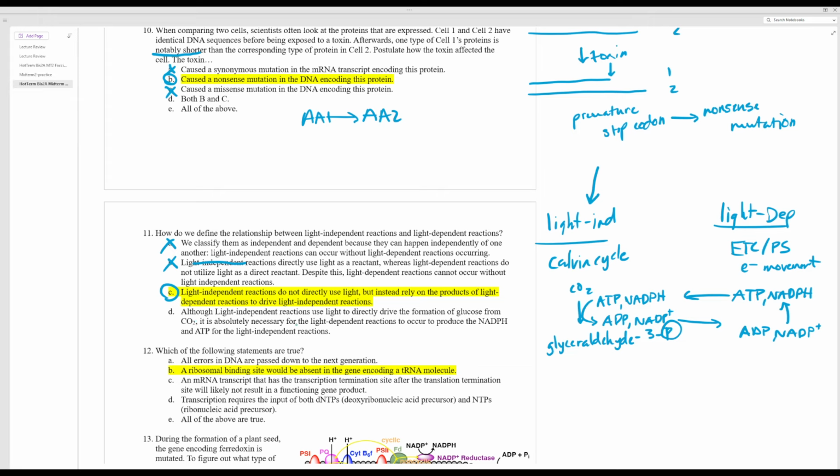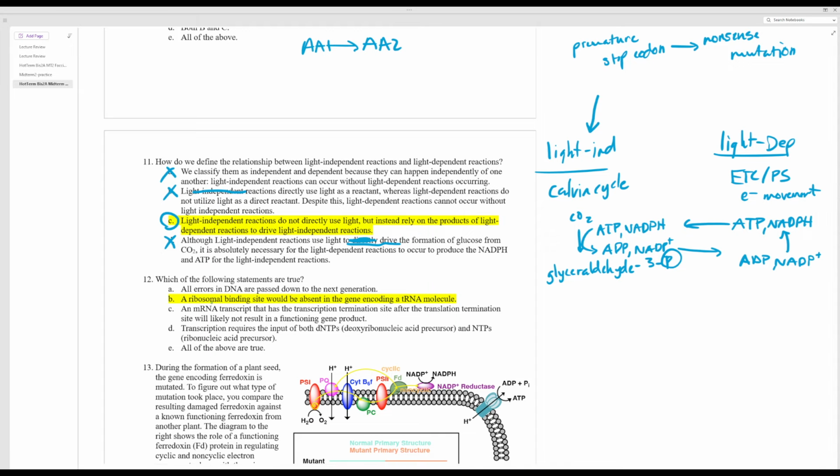D, although light independent reactions use light to directly drive the formation of glucose from CO2, it is absolutely necessary for the light. Hold on, wait. Although light independent reactions use light. Ooh. Do light independent reactions use light to directly drive the formation of glucose? Nope. Indirectly. It's not D.